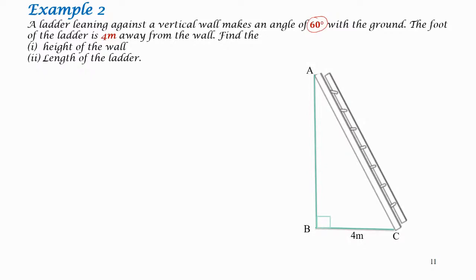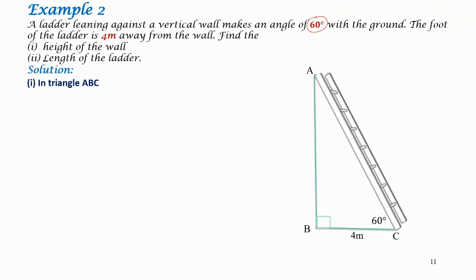What is the data? Base BC is 4 meters given and the angle is given to be 60 degrees. And we need to find the height of the wall, that is AB. We need to find the length of the ladder, that is AC. Now let us go on to solving the sum.